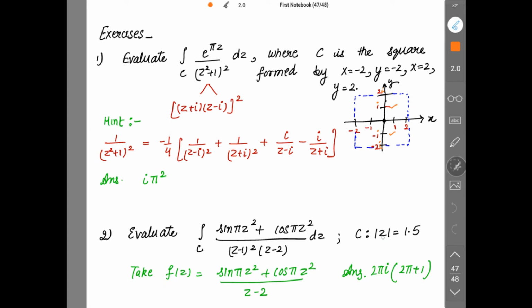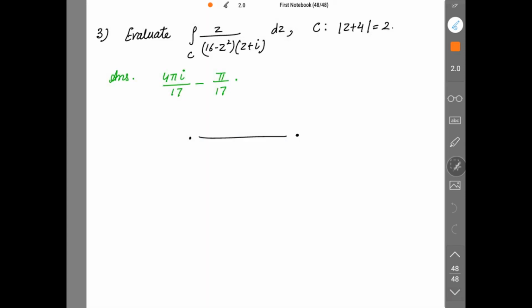In the second integral, your circle is mod z equal to 1.5, and your points are 1 and 2. Because the radius is 1.5, 1 lies inside the circle and 2 lies outside the circle. So take your f(z), the whole numerator, including the denominator z minus 2 also, because 2 lies outside the circle. And in the third one, the same example, but here the circle is centered at minus 4 and the radius is 2. Just solve this and you will get this answer.